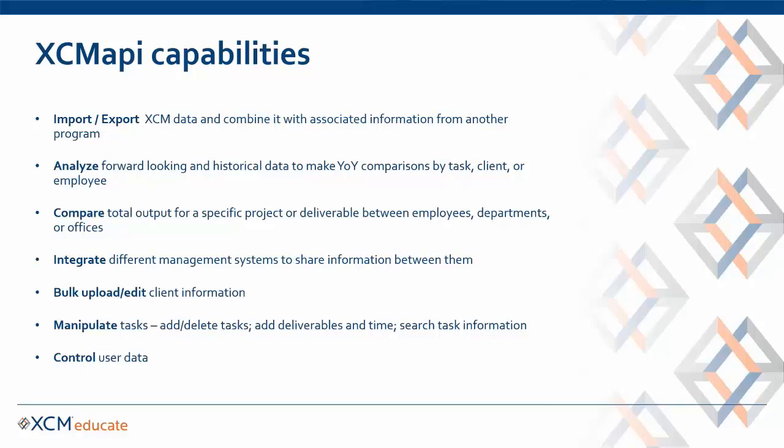Manipulate tasks, make some jobs automated. If you know that some tasks you always need to change and there are bulk changes, APIs would come in handy. You can automate the jobs and clean your tasks or update your tasks. You can control your user data, depending on what you want to do with it.